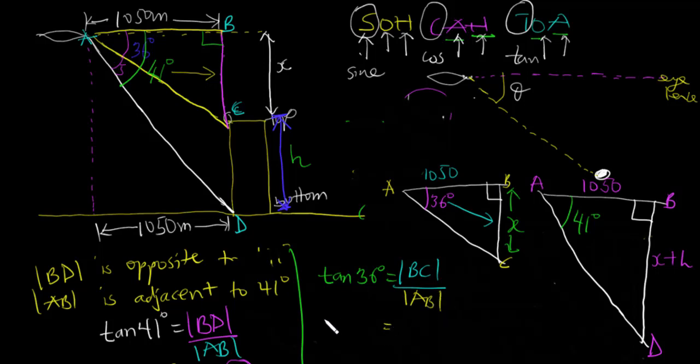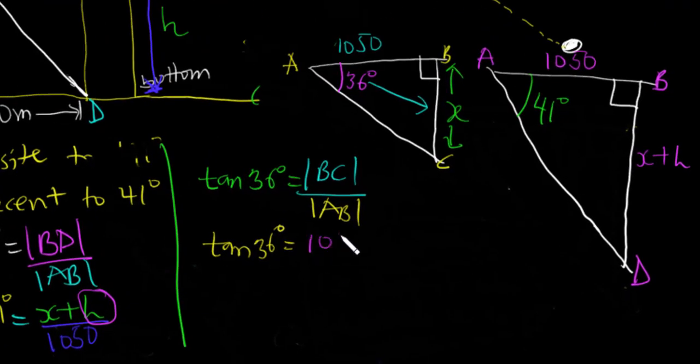All right, so tan 36 degrees is going to be the side BC over the side AB, which is 1050. Oh, sorry, BC is the side x. The side BC is the length x meters. So it is x meters. It's going to be x here. Okay, so I have x, and the side AB is 1050. Okay, so I have this. If I'm going to find x, then I have to make x the subject.